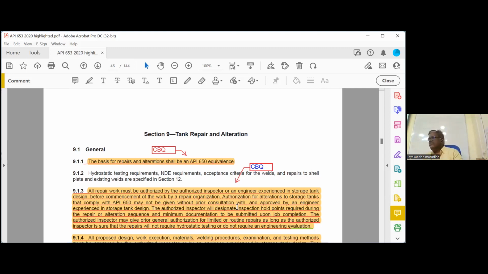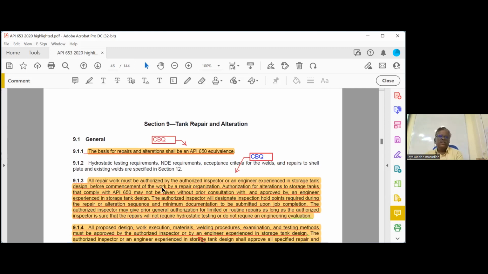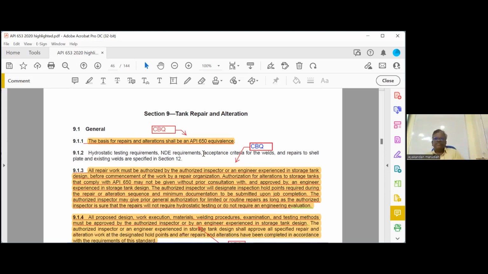So what is important for the exam? Each one has many requirements given. When you are preparing for the 653 exam, read chapter 4 and chapter 9 very carefully. Chapter 9 will have a lot of questions. Okay, let us start slowly. Highlight the first one. The basis for repairs and alteration shall be 650 equivalents. Closed book question.